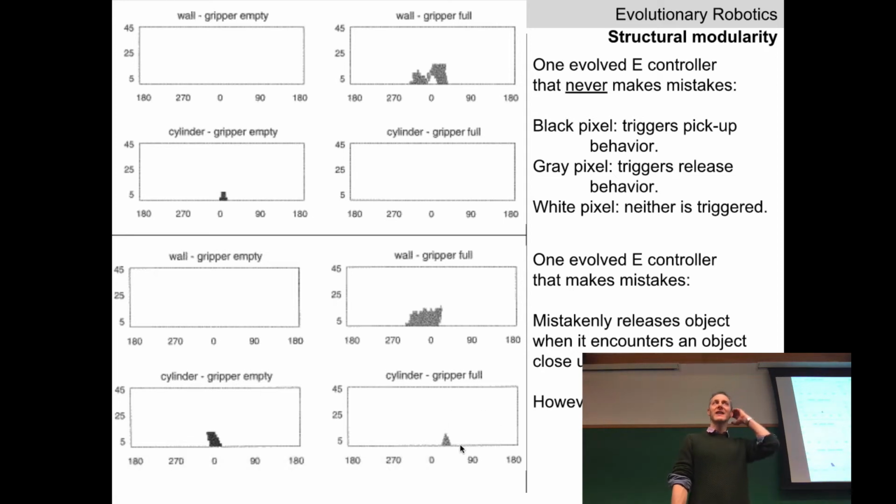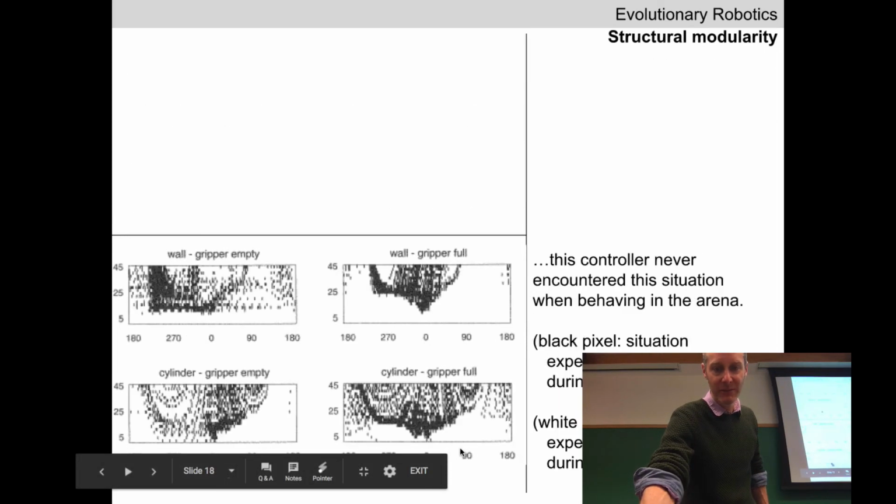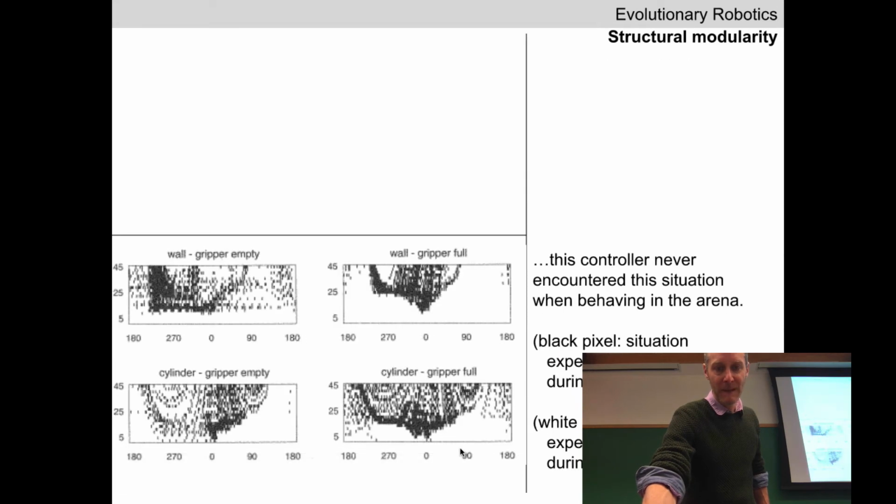So let's go back to evolution. What was happening during evolution? And I want you to focus on this part of the figure, and I'll go back and forth here a little bit. What you're seeing in this picture, each black pixel here is a condition that the robot actually experienced during evolution. White pixels are situations that are theoretically possible, but the robot never experienced during evolution.